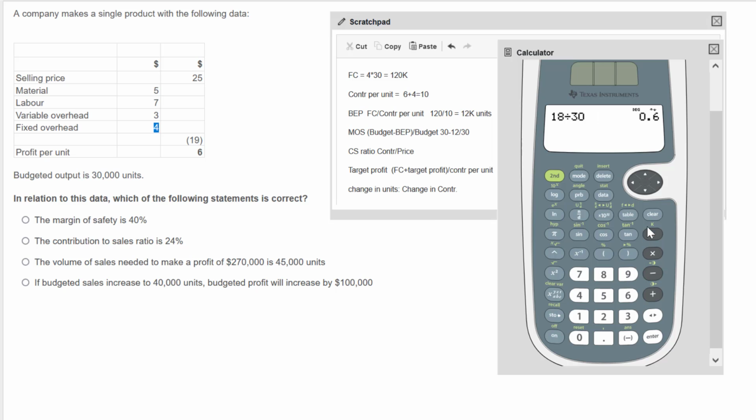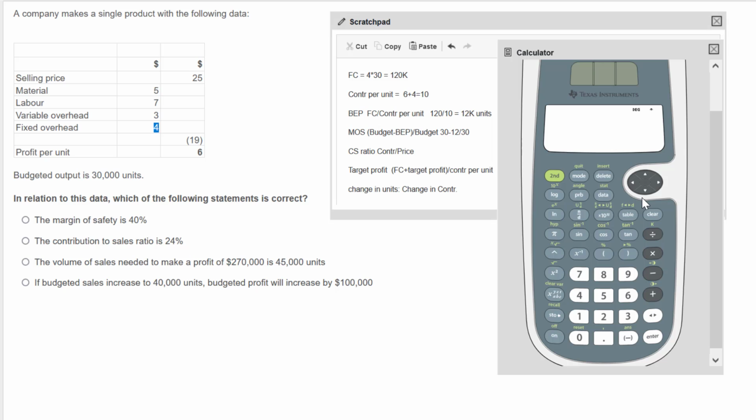Now, contribution to sales ratio. Let's just use the calculator here. That's quite straightforward. So the contribution per unit we said was 10. The selling price is 25. And we get 40%, not 24%. So option 2 is incorrect.